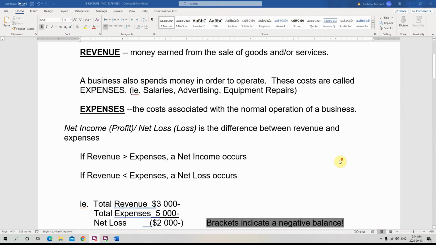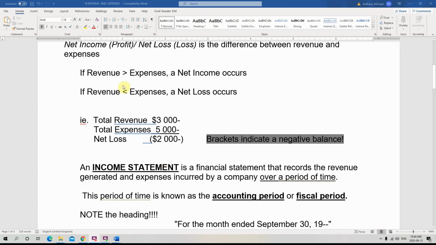Okay? Now, in accounting, okay, we don't put negatives in front of numbers. So if total revenue equaled 3,000 and total expenses equaled 5,000, we would have a net loss of $2,000. Now, we indicate it's negative by putting brackets around it. So we don't put a little minus sign in front of the 2,000.